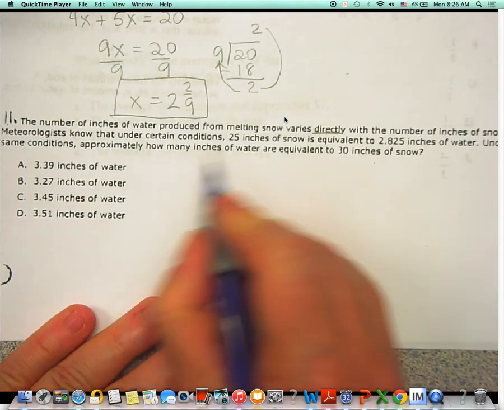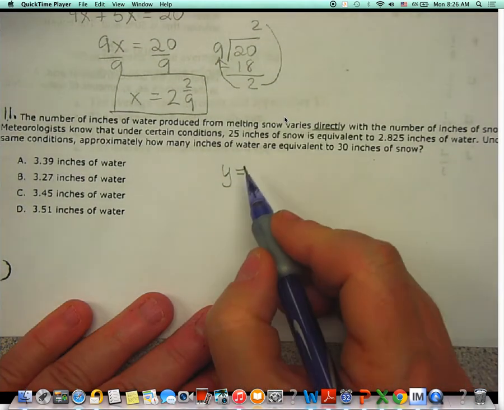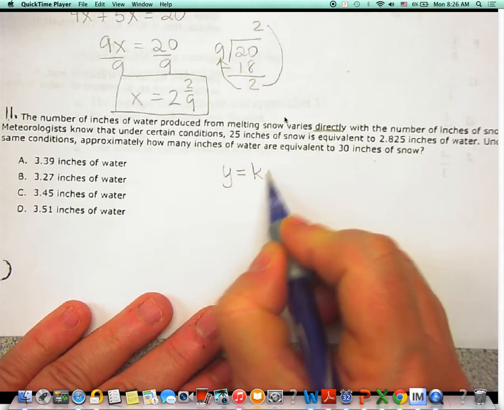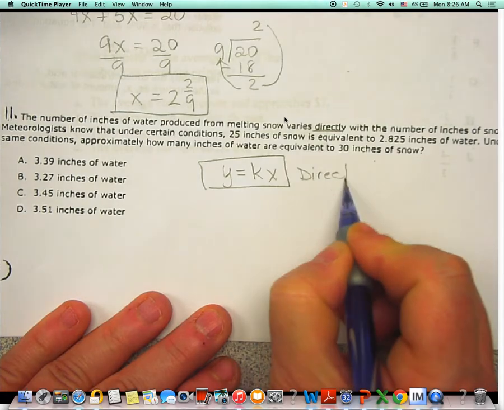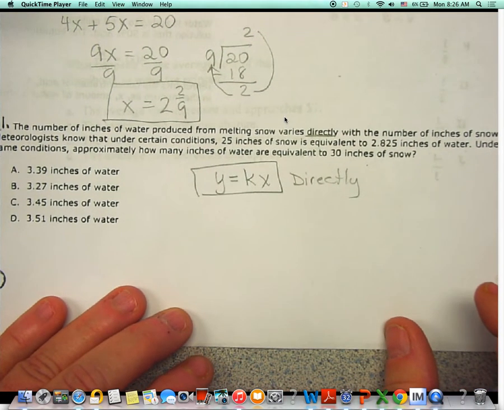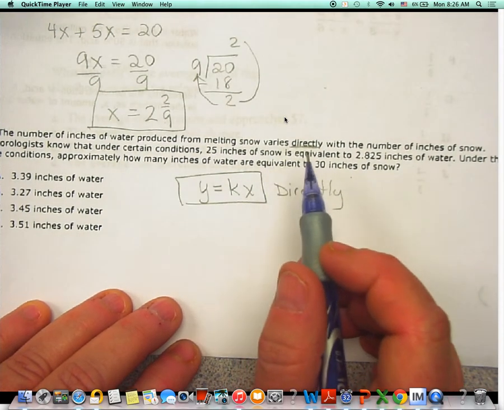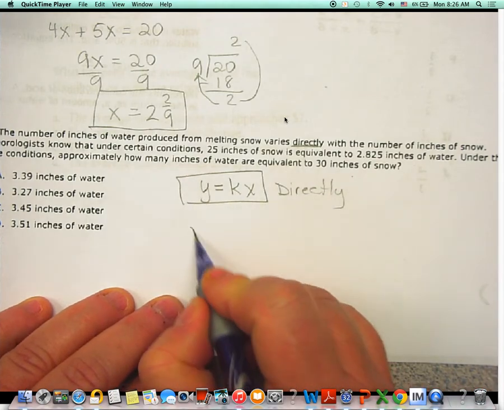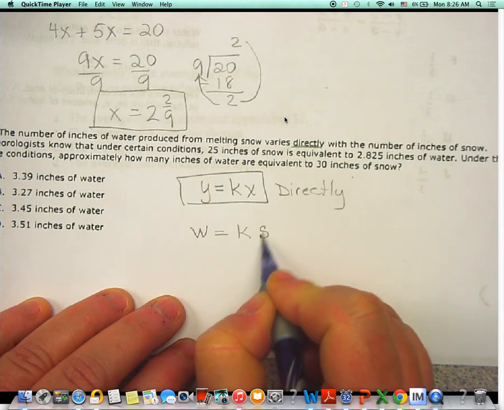Okay, so if it varies directly, we use y equals what? What's directly? Y equals kx. Kx, good. Okay, that is direct. All right, and we've got inches of water varies with inches of snow. So this is going to be water equals K times snow.